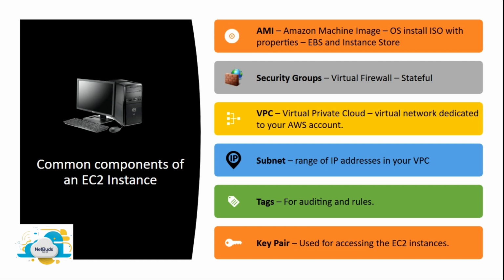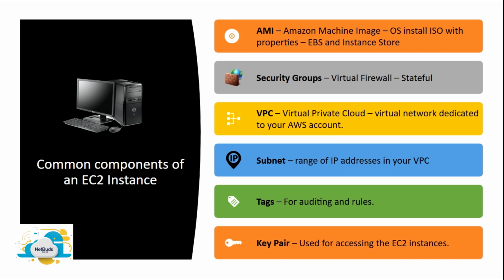Next category is subnet, which is sub network. So within VPC, you can create subnetworks. It can be private subnet, public subnet. If it is a public subnet, you can connect it to internet. If it is private, it will be isolated network for security purpose.